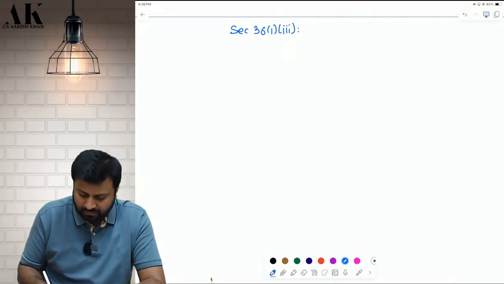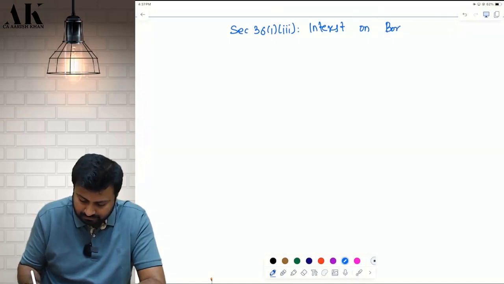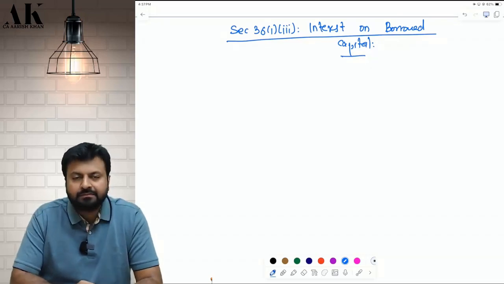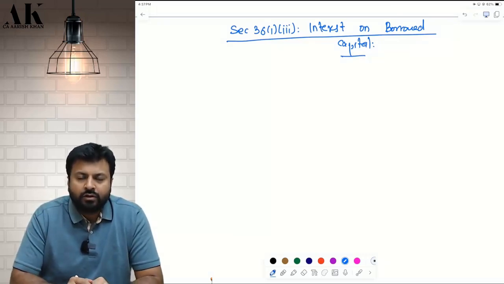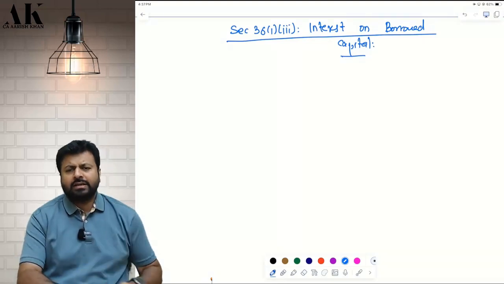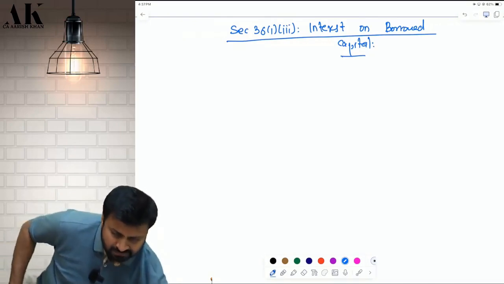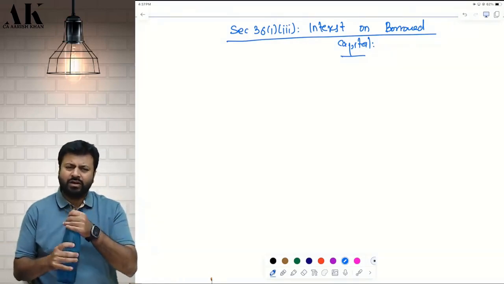Pay attention, please, all of you. Interest on borrowed capital. So if you have taken any loan for the purpose of business and profession, you will get the deduction. Sir, what conditions am I supposed to fulfill to get this deduction? Very simple, nothing great. There are very few conditions that you have to fulfill.